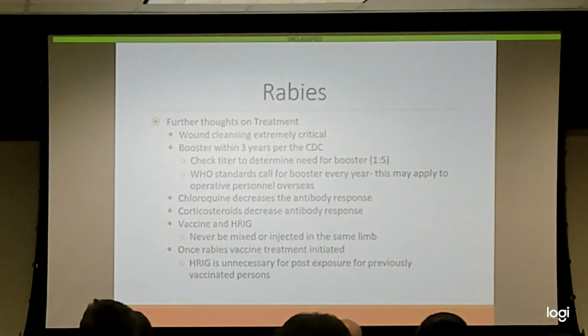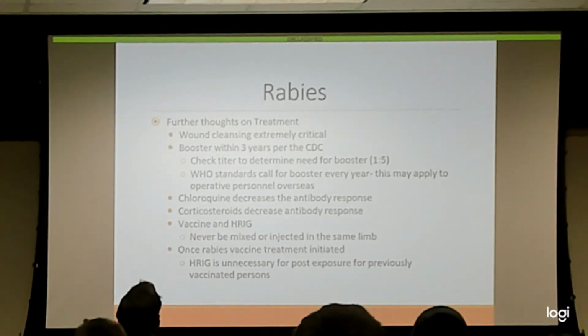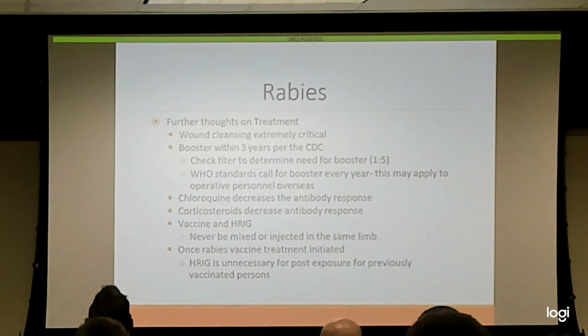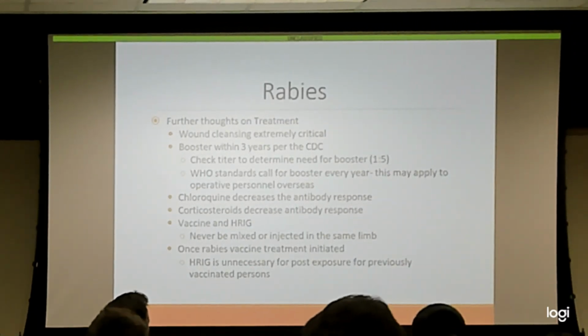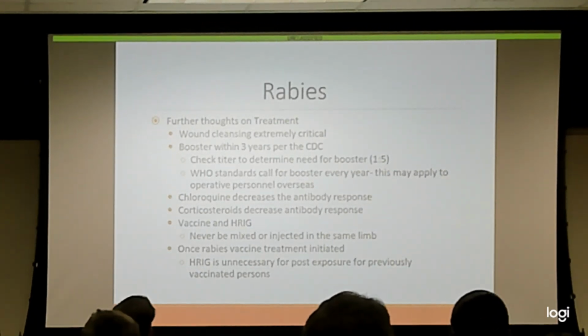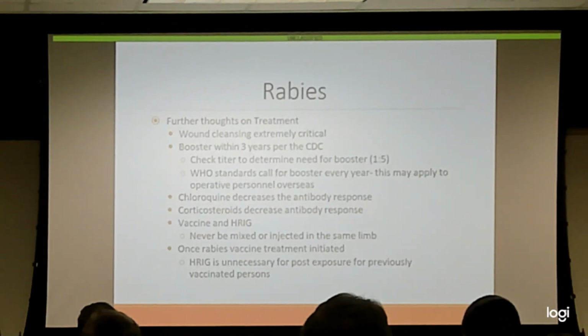So you have to be careful with chloroquine and corticosteroids, right? Because if they're going over there and they're taking malaria medications, and it is a chloroquine type medication, that may decrease the antibody response to the rabies, as will corticosteroids. You can do your vaccine and then you can do your immunoglobulin. They don't want you to mix them, so if you give one in the right deltoid, make sure you give the other one in the left deltoid or the left buttocks. Make sure they're on their opposite sides.